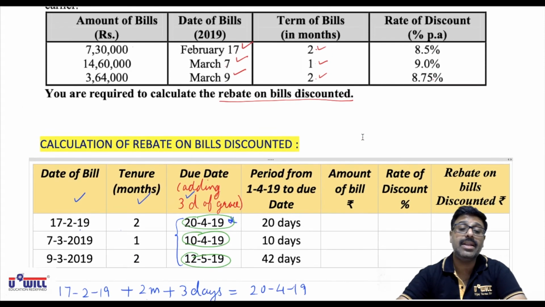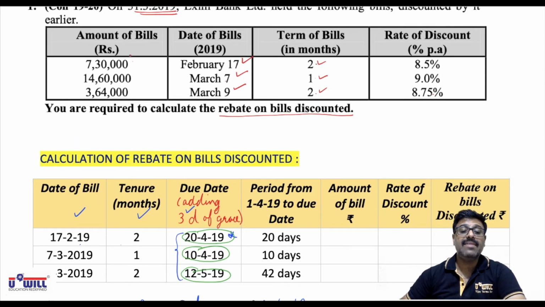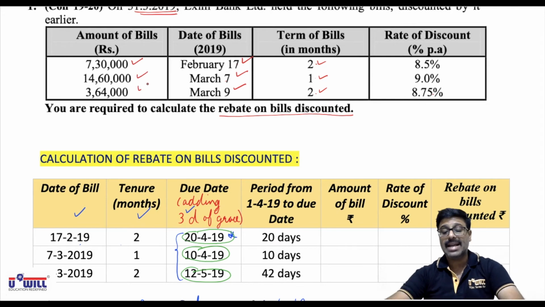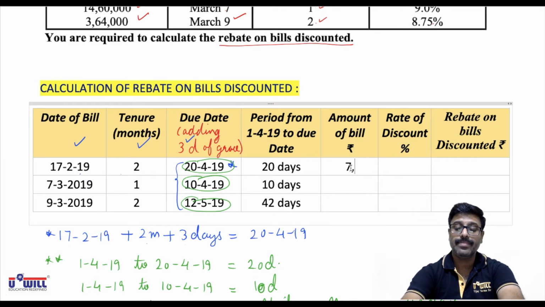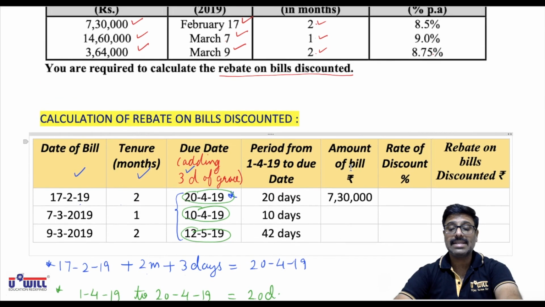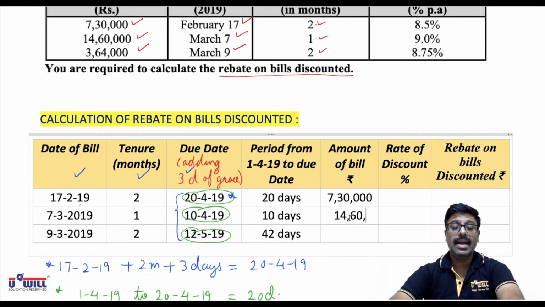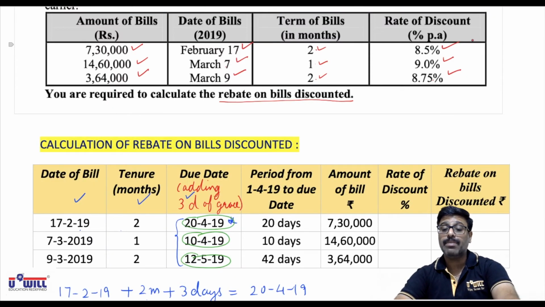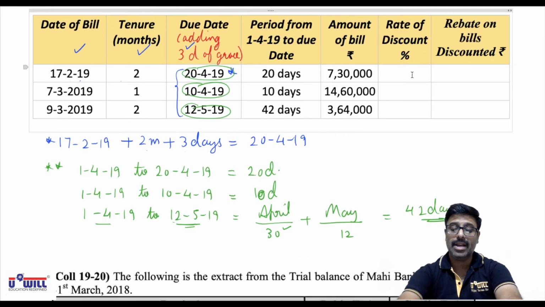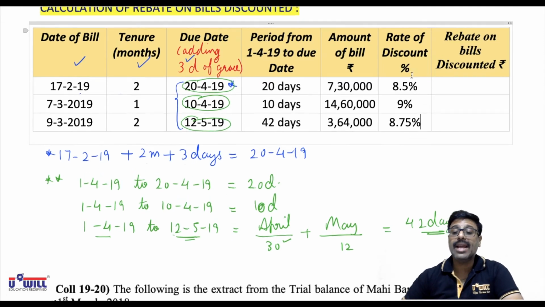Now, what are the amounts of bill? The amounts of bill are 7,30,000, 14,60,000 and 3,64,000. So all of you write down 7,30,000, then 14,60,000 and 3,64,000. These are the amounts of bill. Now, what are the rates of discount? 8.5%, 9% and 8.75%. So 8.5%, then 9%, then 8.75%. Now, how would you calculate the rebate?